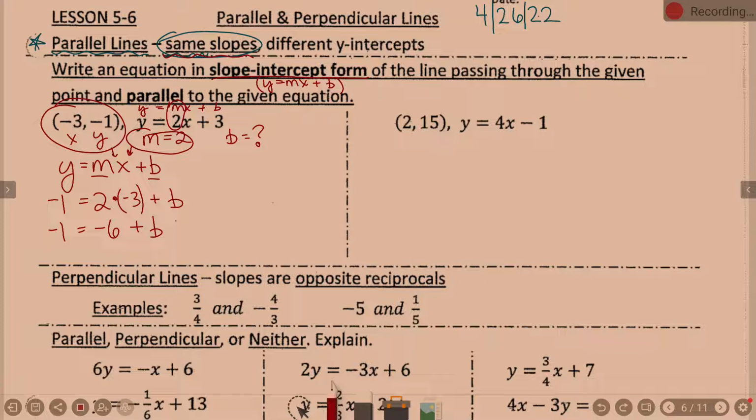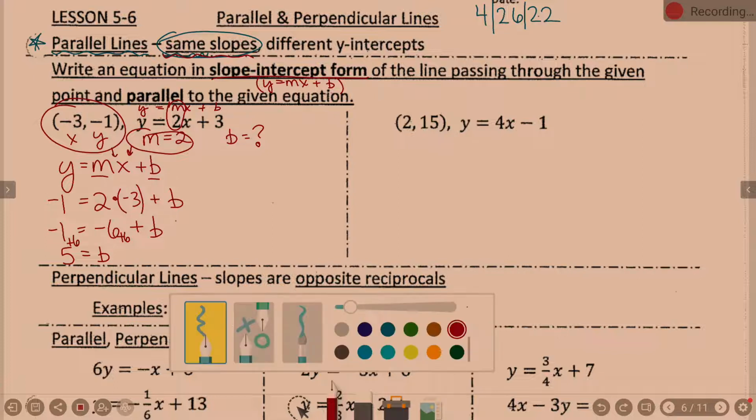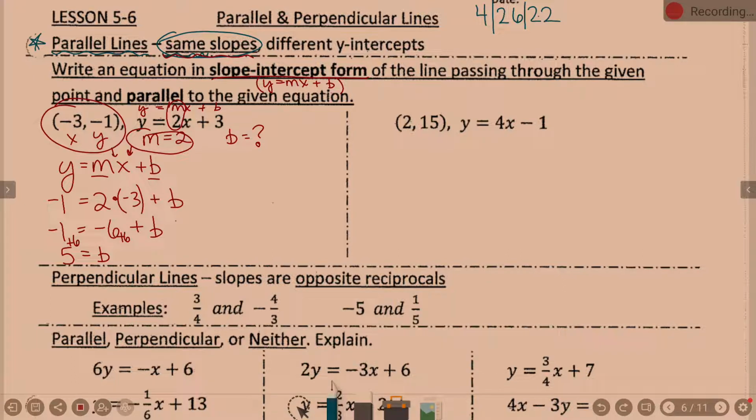Plus 6. I wouldn't say subtract, just because how do I get -6 to be 0? We're going to add 6. If I add 6 on one side, add 6 on the other side. -1 plus 6? It's going to be 5. So we're going to have 5 equals b, or in other words, b is 5. Here's the information we need, folks. B is 5.